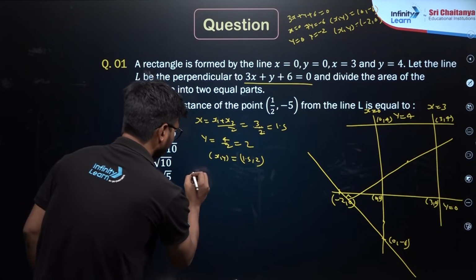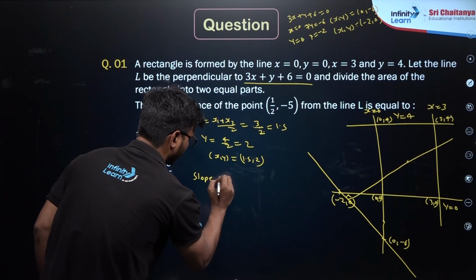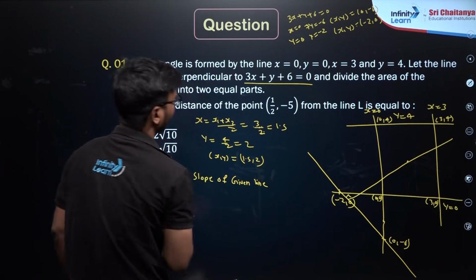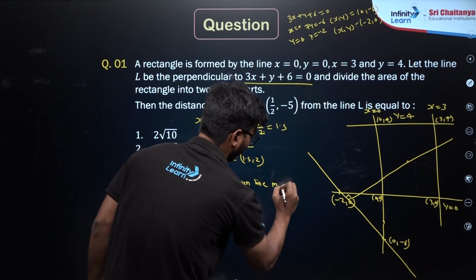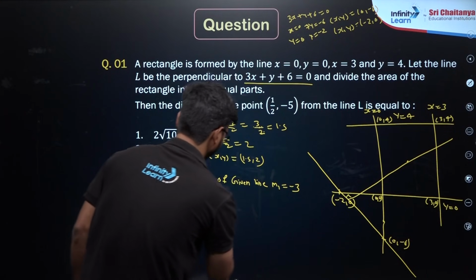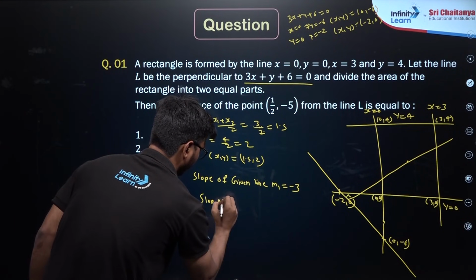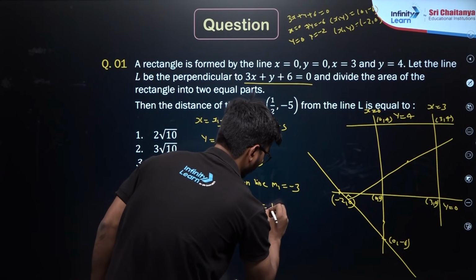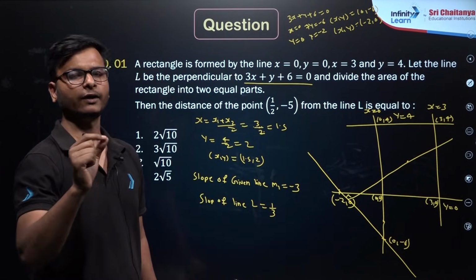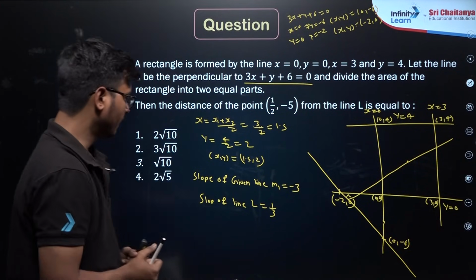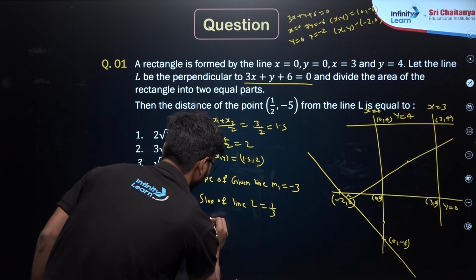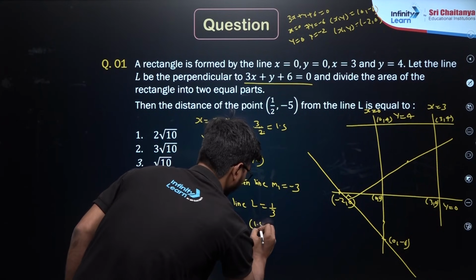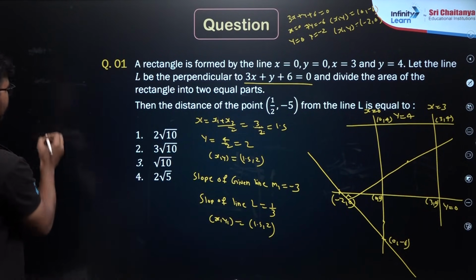If you observe the slope of the given line, I am writing it as m1, which is nothing but minus 3. So the slope of line L is going to be 1 by 3 because we know the result m1 into m2 equals minus 1 when the lines are perpendicular. Correct? And we have the point. The point x1 comma y1 is nothing but 1.5 comma 2. Correct? Let's write the equation of the line.